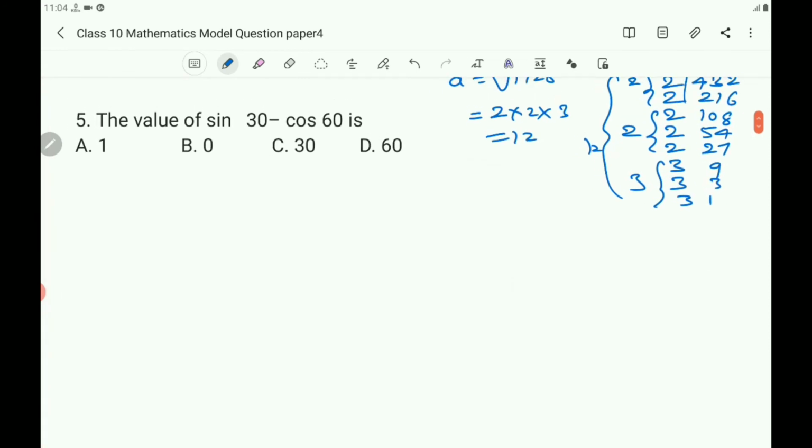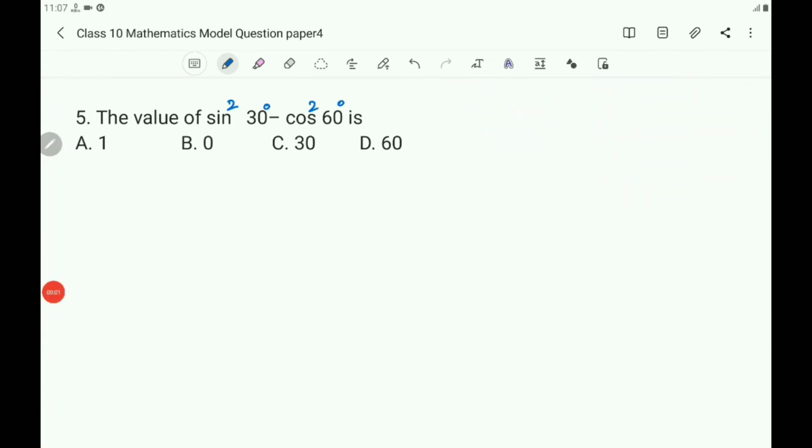Next you take question number 5. The value of sine square 30 degree minus cos square 60 degree is. You know the value of sine 30. You take here sine square 30 degree minus cos square 60 degree. Sine 30 is 1 by 2. Sine square 30 is (1 by 2) square.